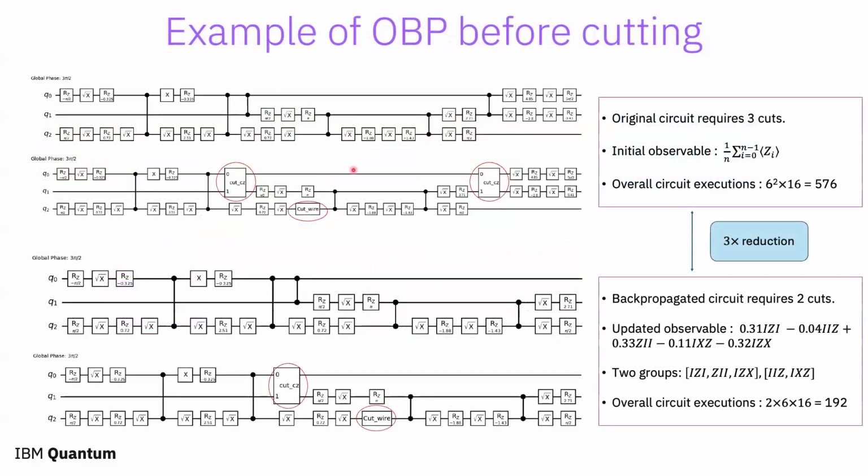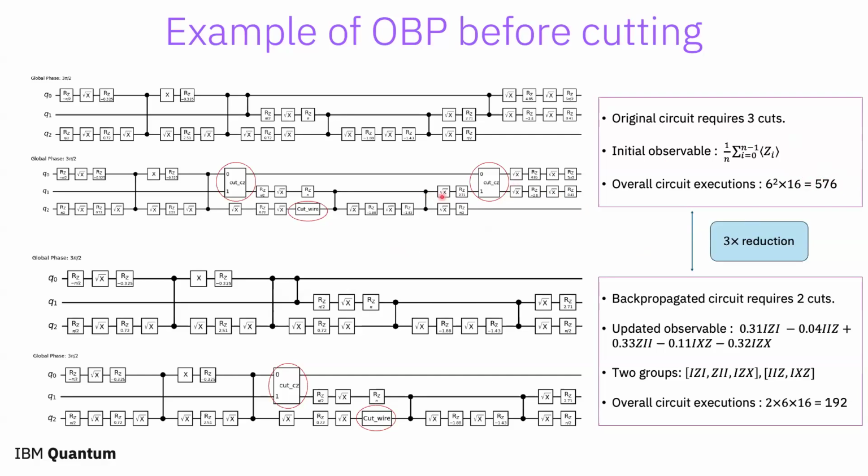This is once more the Hamiltonian simulation circuit. It's a smaller Hamiltonian simulation circuit. So this here requires 3 cuts, and the total number of circuit executions for this will be 576 because there are like 2 gate cuts and 1 wire cut. So the number of circuit executions is less.